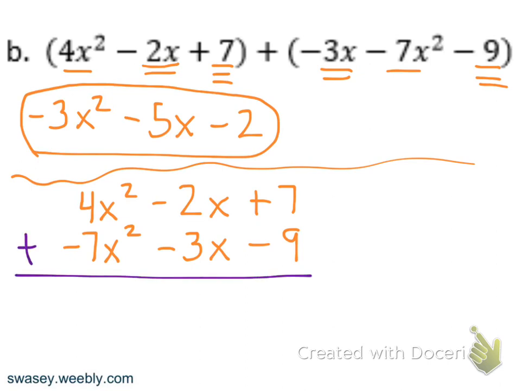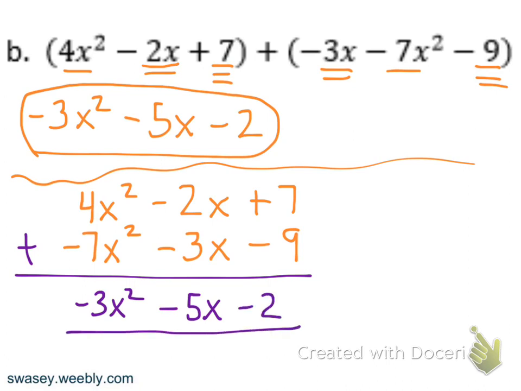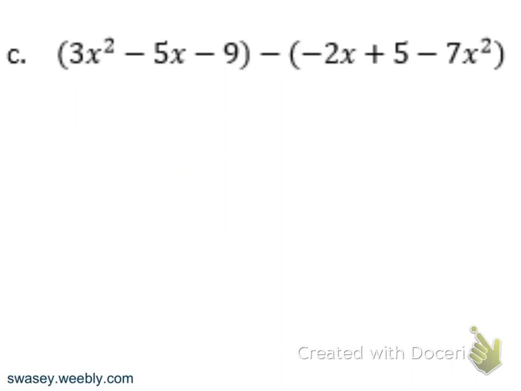Now you can add these together, and you're keeping like terms together. So 4x squared plus negative 7x squared is negative 3x squared. Negative 2x plus negative 3x is negative 5x. 7 plus negative 9 is negative 2. So if you want to do that vertical method, you're welcome to. It's easy to keep your like terms together. It's a nice way to organize them.